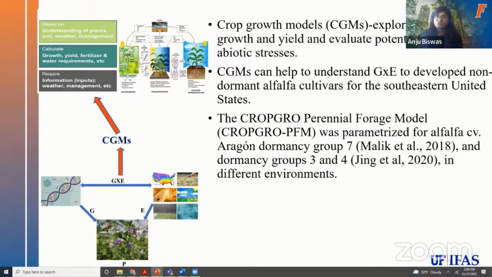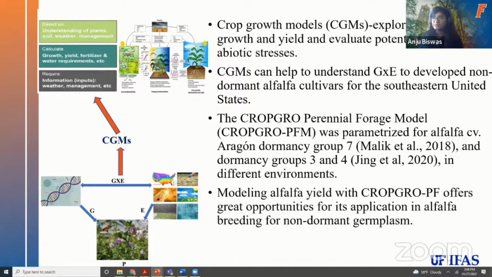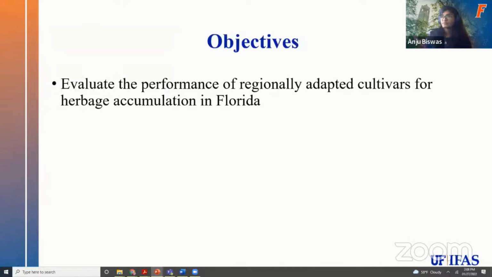So there are two works already done for different fall dormancy groups of alfalfa using the CROPGRO perennial forage model. One was done by Malik et al., working with fall dormancy group 7, and another group was working with dormancy groups 3 and 4 in different environments. So modeling alfalfa yield with the CROPGRO perennial forage model offers great opportunities for us and its application in alfalfa breeding for non-dormant germplasm. Our overall objective was to adapt the CROPGRO perennial forage model to predict alfalfa biomass yield in different fall dormancy groups.